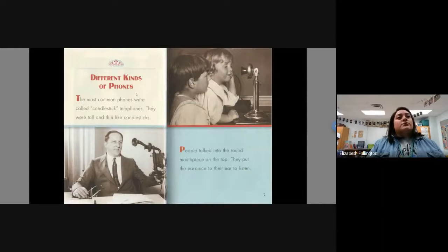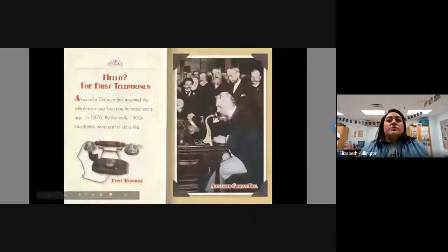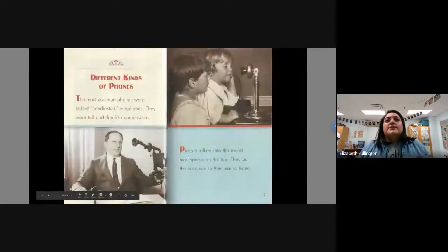Different kinds of phones. The most common phones were called candlestick phones. So if you see here, it looks like a candle, like a long stick candle. They were tall and thin like candlesticks. It says people talked into the round mouthpiece at the top. So you see the round mouthpiece at the top? They put the earpiece to their ear to listen. So the little boy or little girl is holding it right here, and you can't really see it. But it usually hangs.